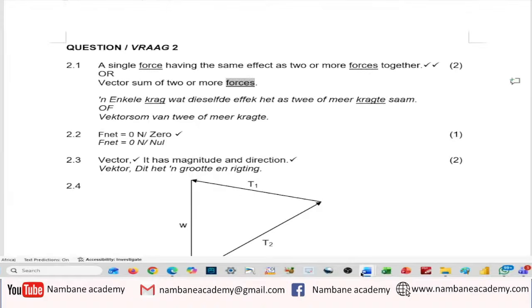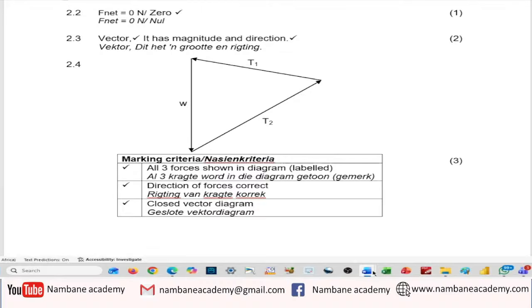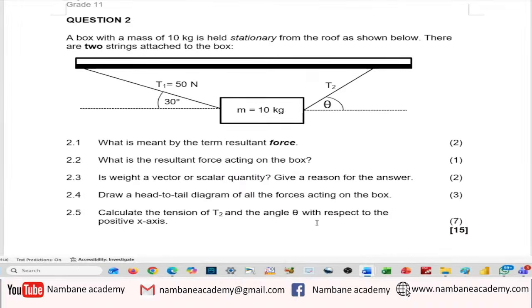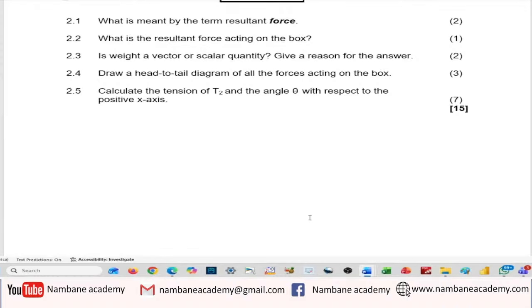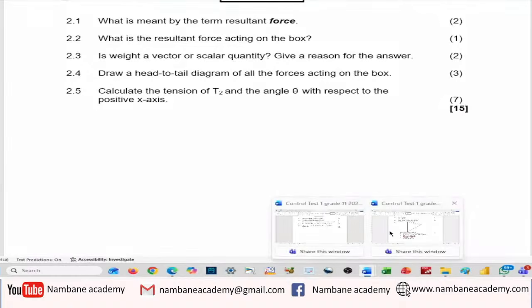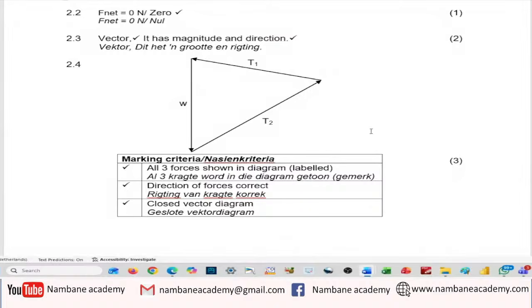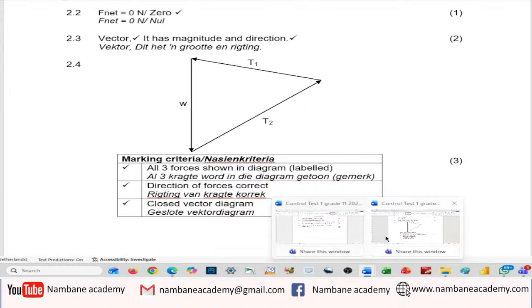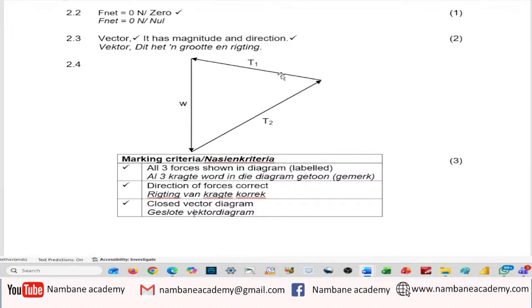And then 2.4, learners were asked to draw a head-to-tail diagram of all forces acting on the box. Because the net force is equal to 0 there, we expect a closed vector diagram. In terms of the directions, this is more or less the diagram that we are expecting. So we'll have T1 moving in that direction, T2 moving in that direction there, and T or weight moving in that direction.